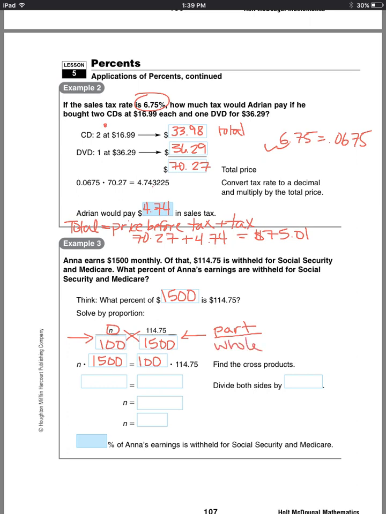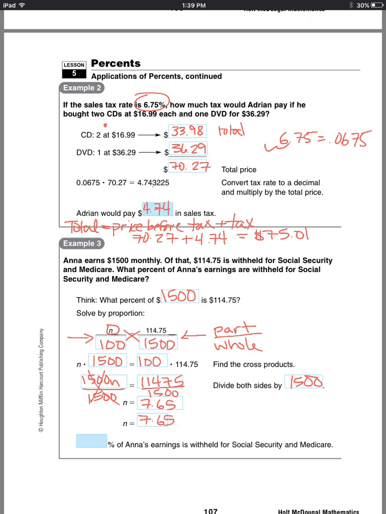Okay? Find cross products. When we multiply 1500 times n, we get 1500n. And when we multiply 114.75 times 100, we get this number, 11,475. Okay? Now we have a coefficient multiplied by a variable, so we have to do the opposite and divide each side by 1,500. And when we do that, these cancel, leaving us with just n, and 11,475 divided by 1,500 is 7.65.